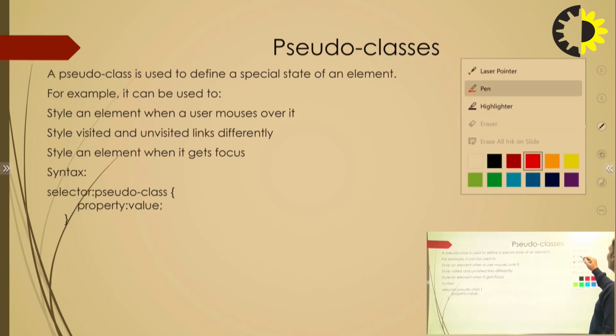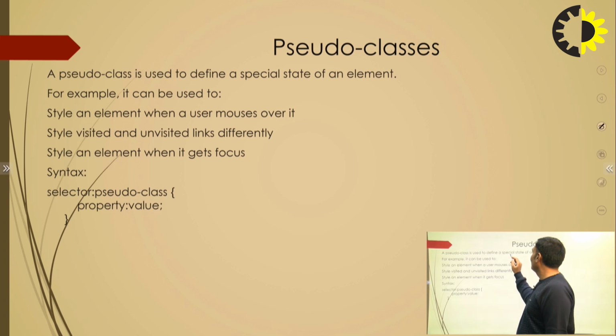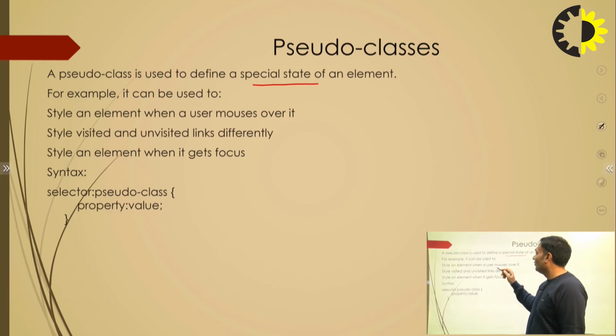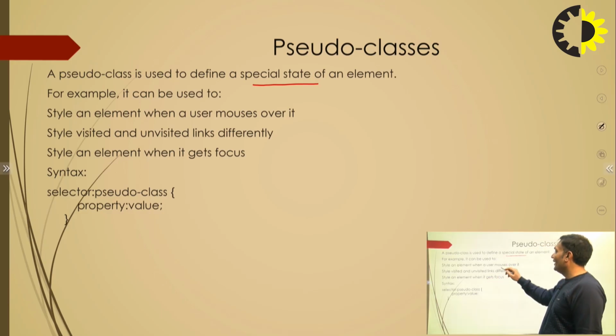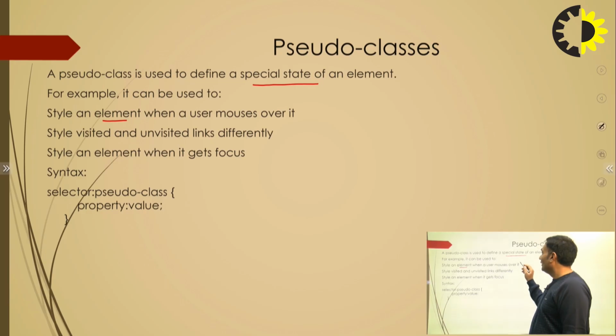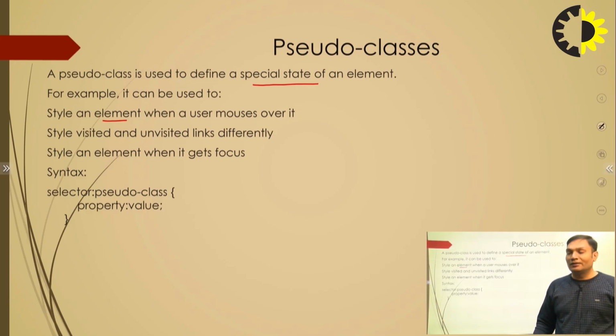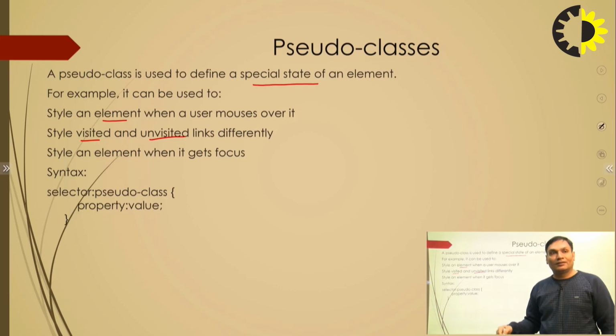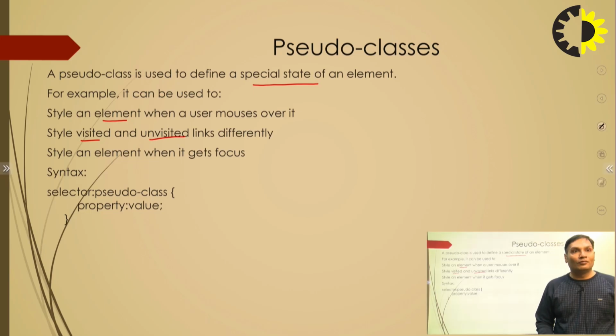So a pseudo-class is used to define a special state of an element. For example, we may want to style an element when we mouse over it. So this is the state. When we want to style an element that is visited or unvisited, this is also a state. So the state can be different, and we want to give a style to that state. Then comes a concept that is called a pseudo-class.